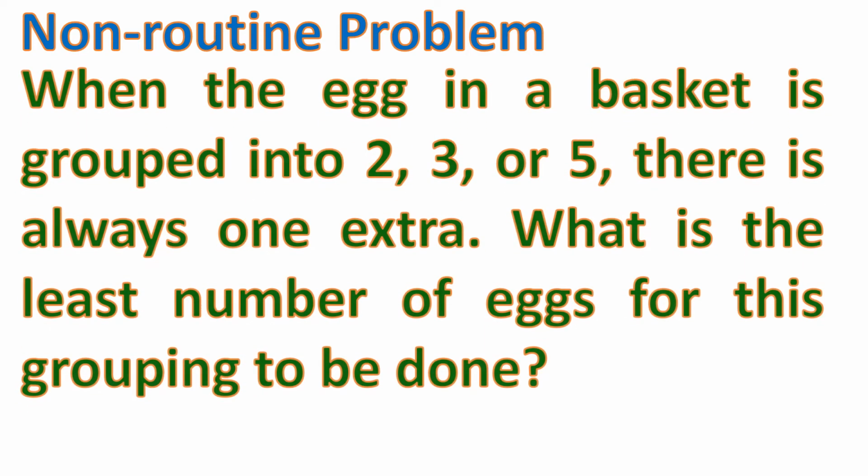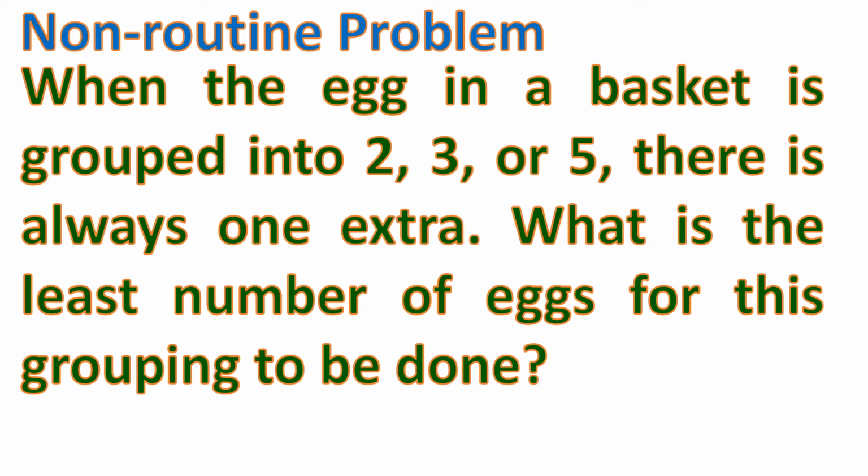So let's have this problem. When the eggs in a basket are grouped into 2, 3, or 5, there is always one extra. What is the least number of eggs for this grouping to be done? So in this problem, it is saying that there is a number of eggs, but if you divide it by 2, by 3, by 4, by 5, you will have a remainder of 1. So that makes it hard because what is supposed to be given is not given, which is the number of eggs, and we're going to find that.